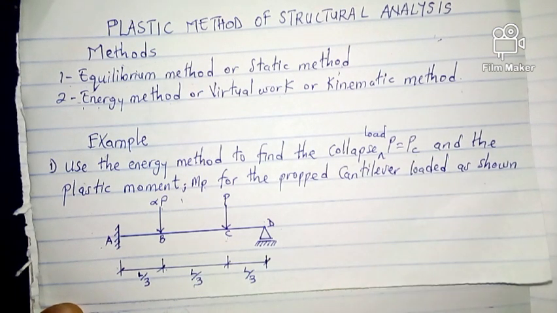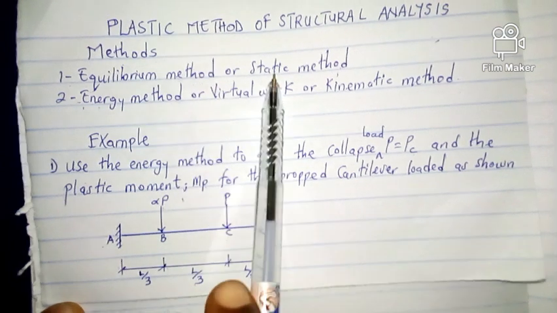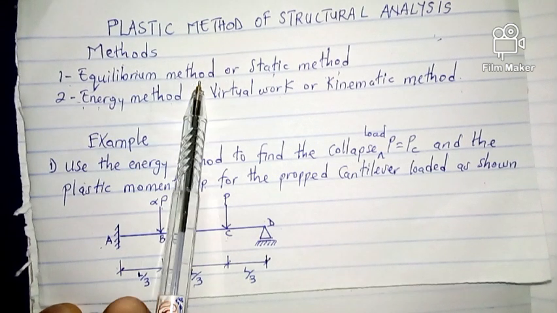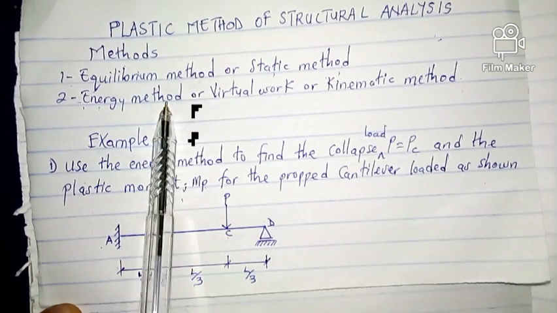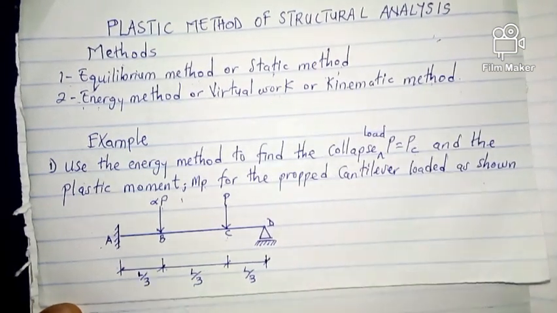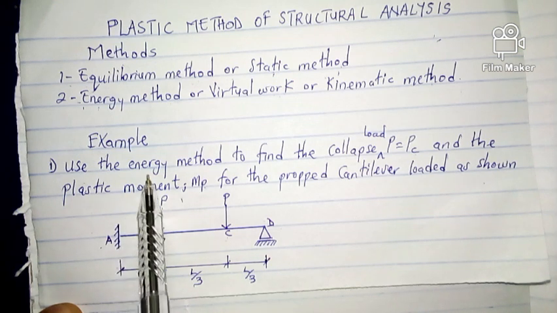Whenever you are asked to use any of these methods, you shouldn't be confused. If you are asked to make use of the static method, it is the same as the equilibrium method. Energy method, virtual work, or kinematic method are all the same. Now, I'll go straight to the example we have for today, and we are going to start with the energy method.